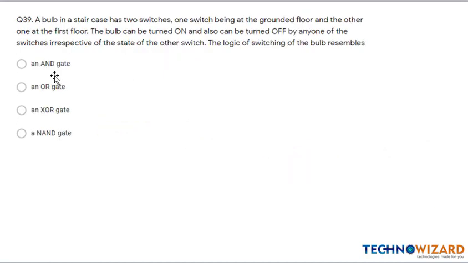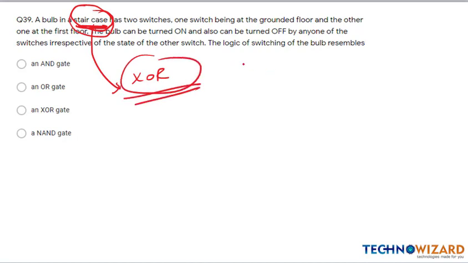Question number 39. I have already told you, in a staircase question, I will always advise you that the answer will be XOR gate. Remember this. If a staircase question comes, the answer automatically will be an XOR gate. Therefore, option C is the correct answer. Please watch my previous video in which I have explained this question around 2 to 3 times. Therefore option C is the correct answer.